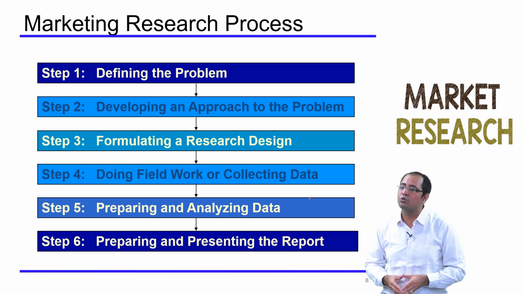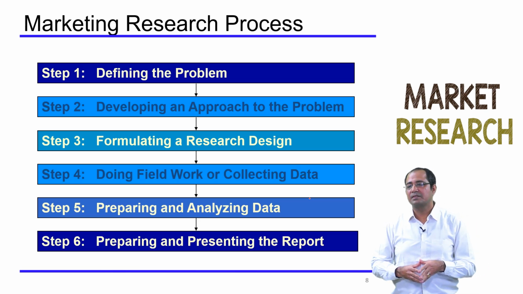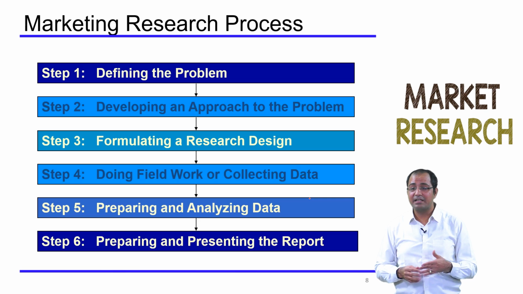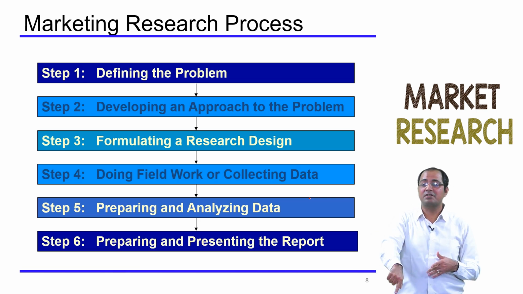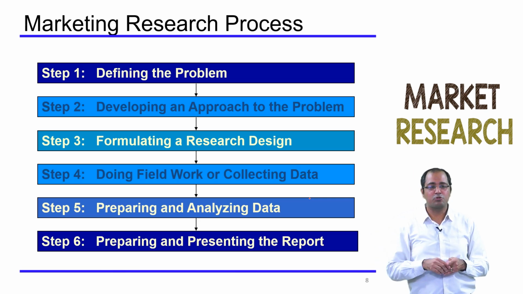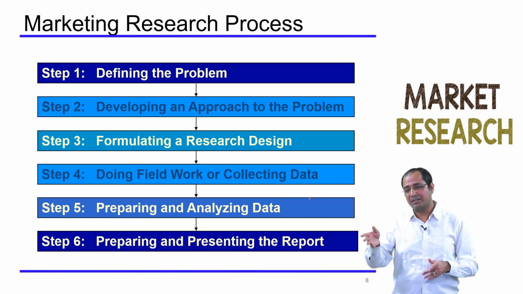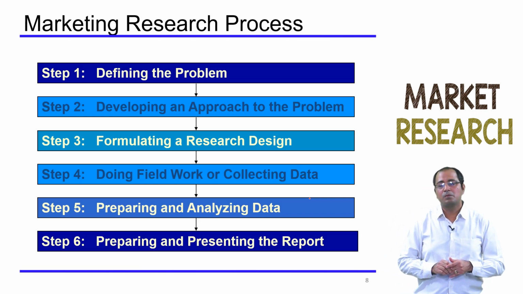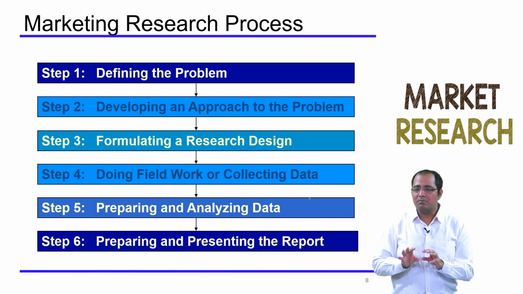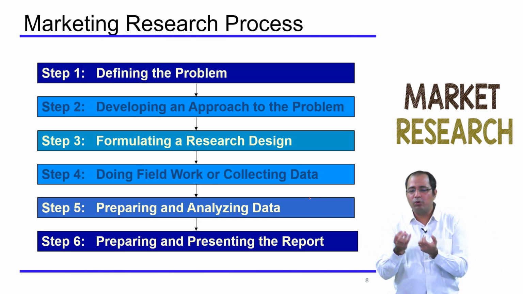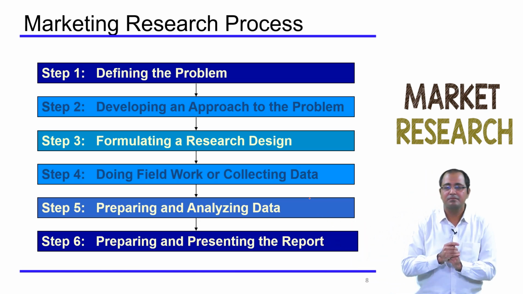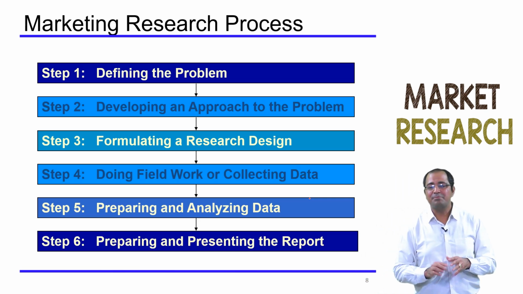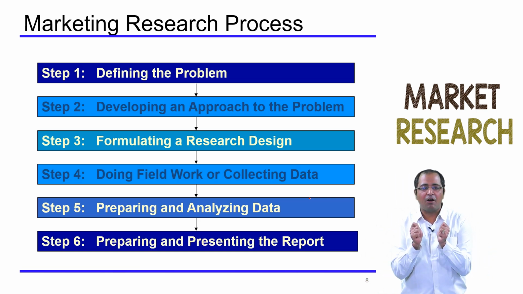Second is developing an approach to the problem. Problem identification is itself very difficult. Then you have to develop an approach to the problem. We will come to that, but it is mainly related to making the problem precise by breaking it down into simple components. The third one is formulating a research design, which means making a research plan of what you are going to do.